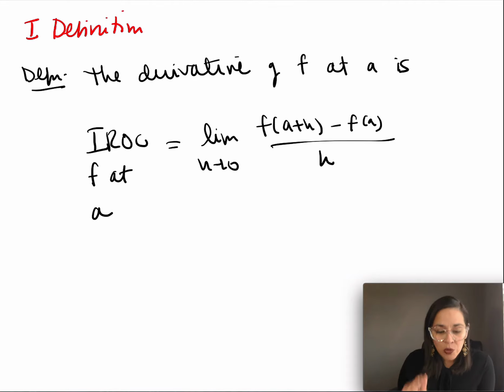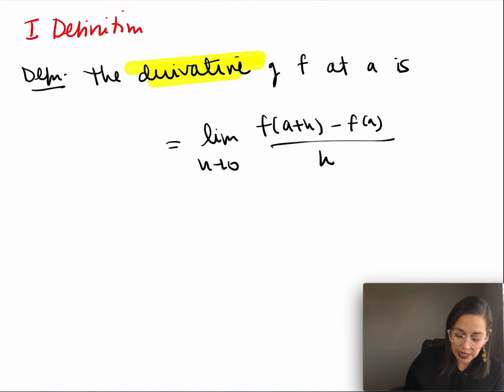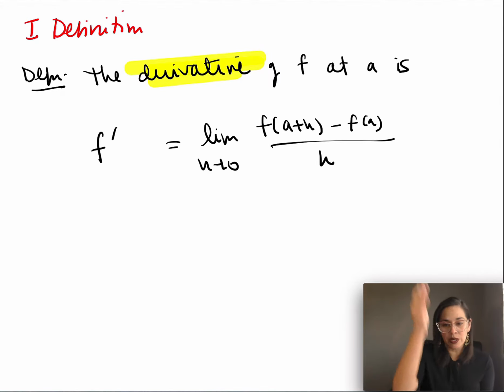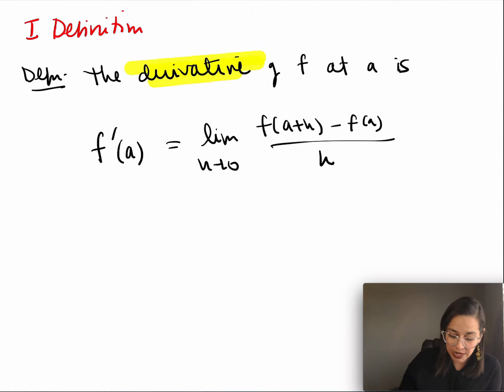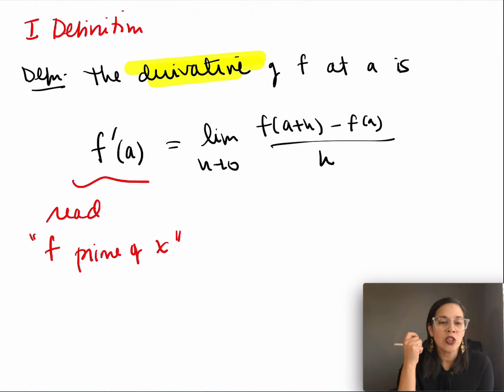Okay, so now that we're going to define this as the derivative, we need some notation. I'm going to erase this, and then the notation will be f, a little apostrophe, and then of a. And this we're going to read as f prime of a. So from now on, whenever I say f prime of a, I'm talking about the derivative of a function f at a, which is the same as the instantaneous rate of change.